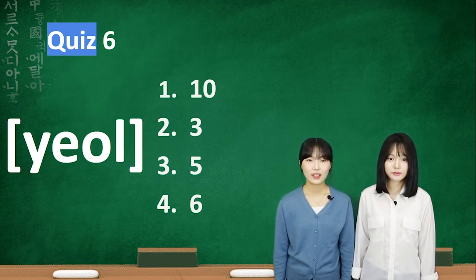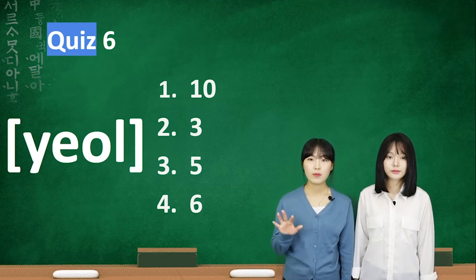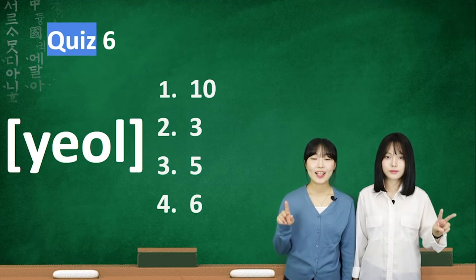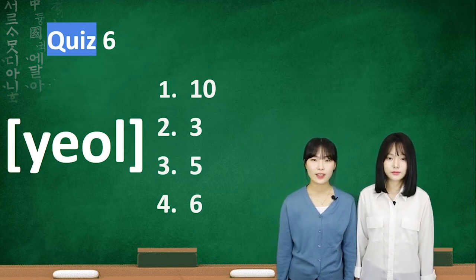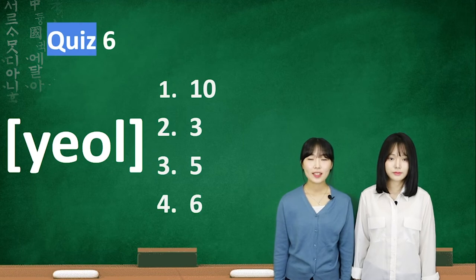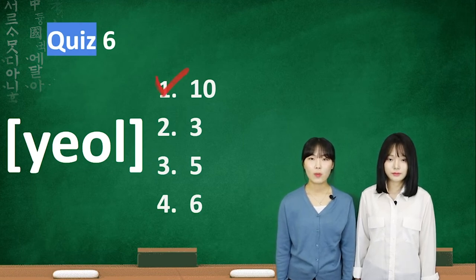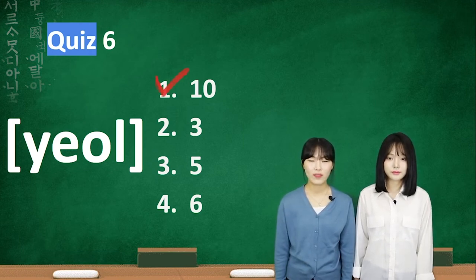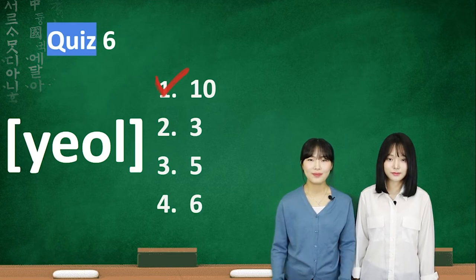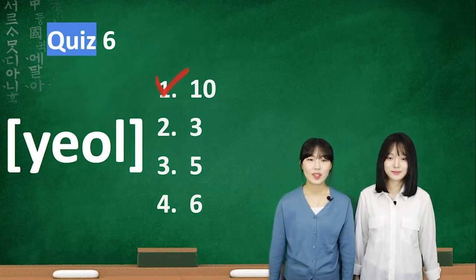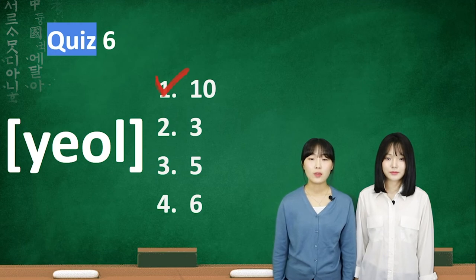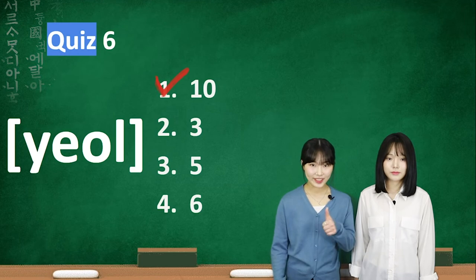열. Which of the following is correct? 5, 4, 3, 2, 1. Yes, the correct answer is number 1. 열. Very good. Did you guess a little correct answer? Yes. Good.